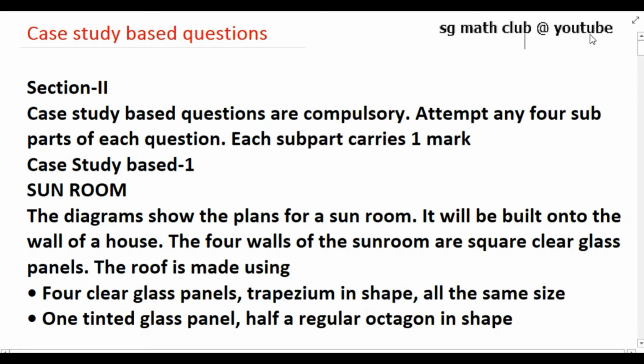Hello everyone. We were discussing the sample paper issued by the CBSE for the board exam 2020-21, and in the last video I have discussed part A from section 1. 16 questions were there. All the questions were for 1 mark.